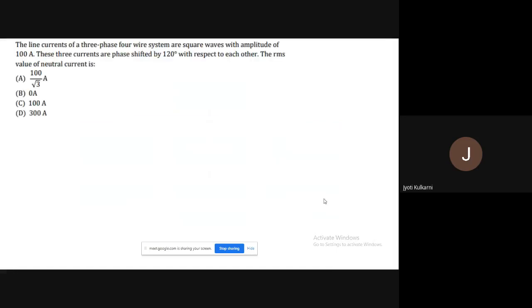The numerical is: the line currents of a three-phase four-wire system are square waves with amplitude of 100 ampere. These three currents are phase shifted by 120 degree with respect to each other. The RMS value of neutral current is: they have given four options: 100 by root 3, 0 ampere, 100 ampere, 300 ampere. Okay. Does anyone know the answer? If yes, you can give the answer. If no, you can say no. Then we can start the explanation.